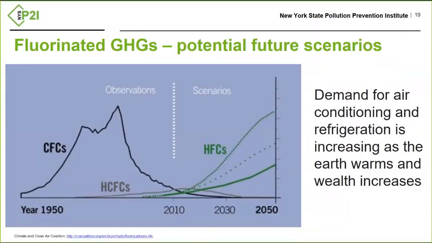This graph is interesting because it shows the overlap of these compounds that we've been speaking about, the CFC use, and then there's an overlap with HCFCs. And then the last portion of the graph talks about the different projections of HFCs. The demand for air conditioning and refrigeration is increasing as the earth warms and wealth increases and population increases. So you can see that there's three different projected lines, depending upon our continued increased use of air conditioning and the efforts taken to reduce the impacts associated with these substances.